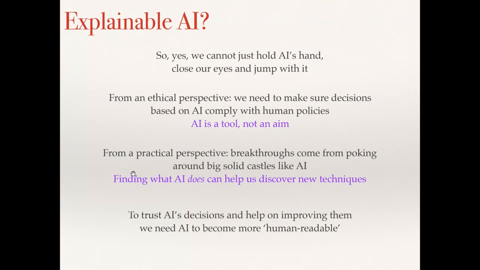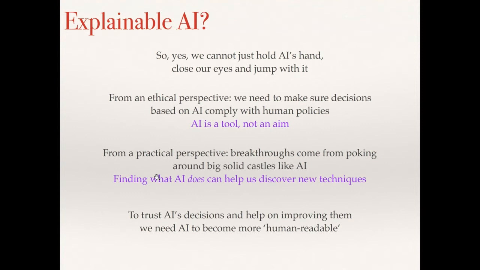So from an ethical perspective, we need to make sure the decisions we make based on AI comply with human policies. AI is a tool. It can be very powerful to predict, to find patterns, to find relations, but that doesn't mean that we have to use it, especially if we realize that AI is actually not complying with our ethical views in this world.